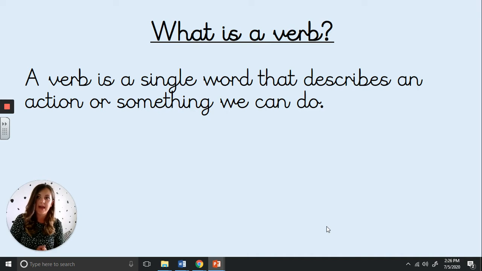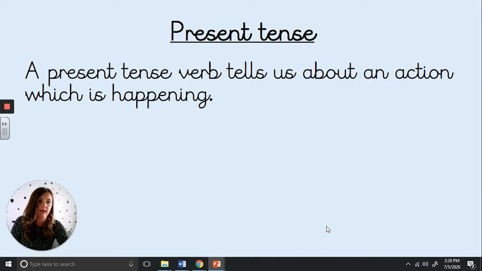So if I do this, it shows a wave. If I do this, it shows a dance. Okay, it's something we can do. We often call it a doing word. So first up, present tense. A present tense verb tells us about an action which is happening.